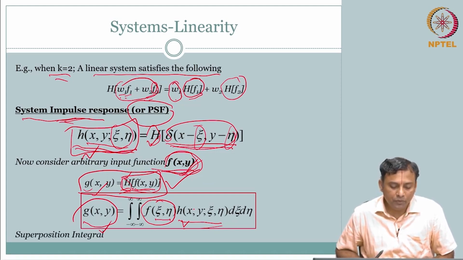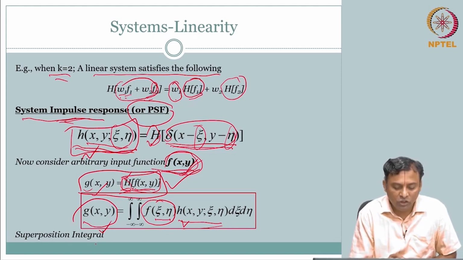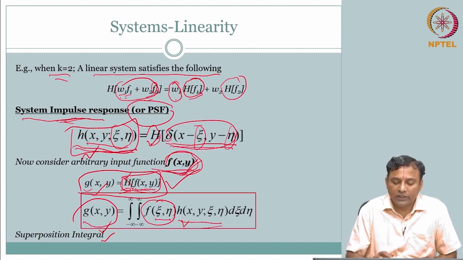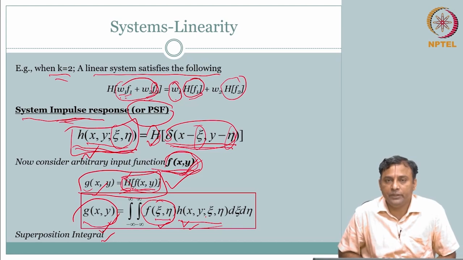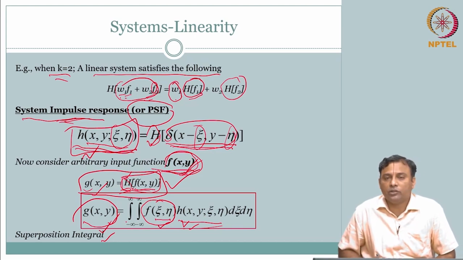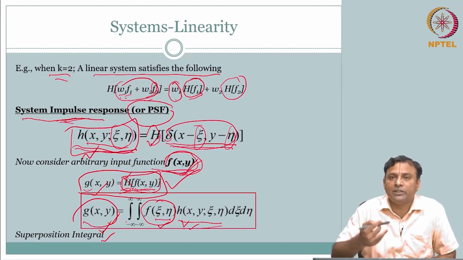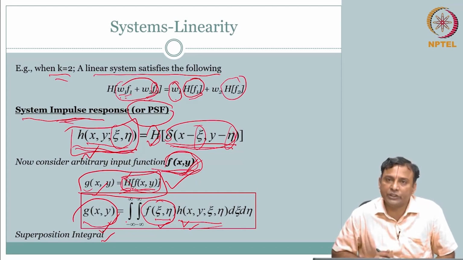So what do we do? Of course, you should have probably recognized this equivalent. This is your superposition integral. The superposition integral connects your output to the input and system function in the form of an integral. You would have studied this superposition theorem for linearity. This is just an extension of it, but it gets a little complicated because the dimensionality is increasing. Otherwise, mathematically it is a straightforward extension.